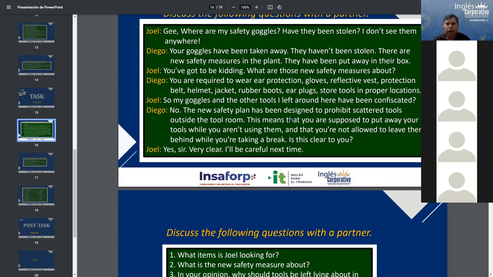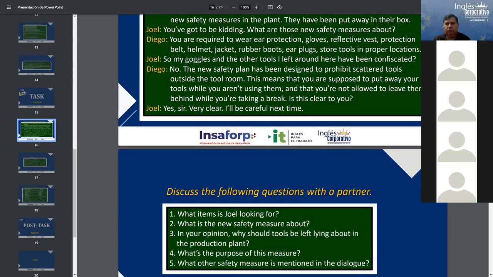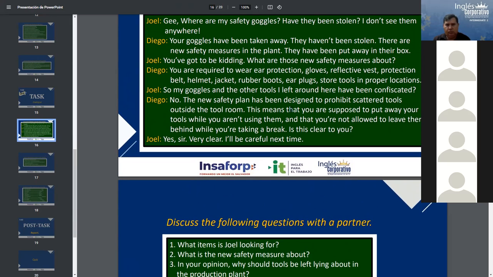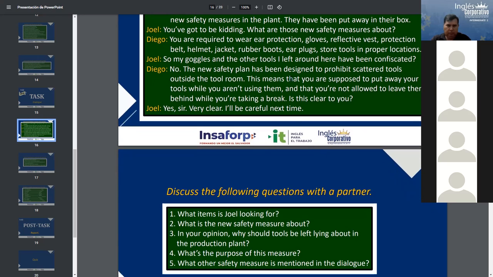Well, she said about the protection equipment. That it is ear protection, gloves, reflective vest, protection belt, helmet, jacket, rubber boots, earplugs, and the well, in this case, can be the other safety measure. Another idea or another answer that somebody wants to share?